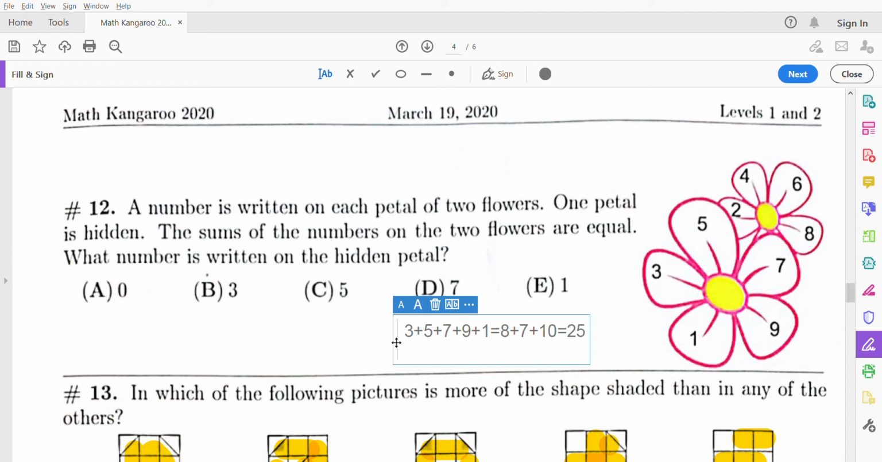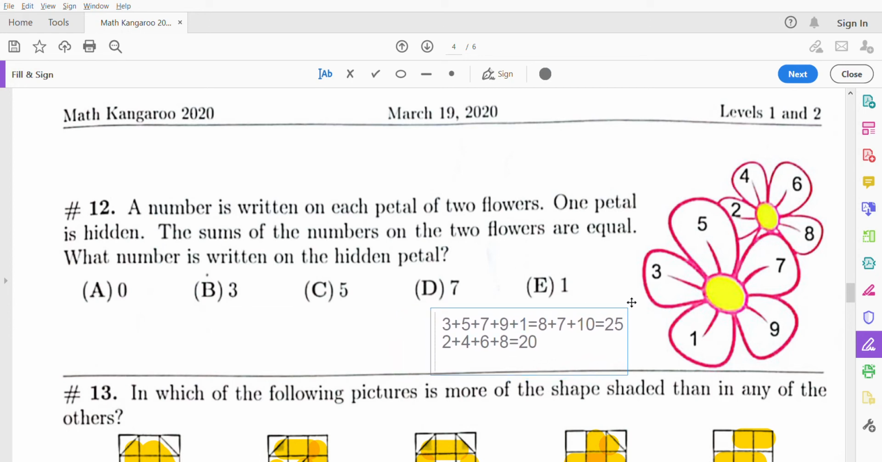Now, if we look at the numbers that the second flower has at the moment, we see 2 plus 4 plus 6 plus 8, and this is equal to 20. And now, since at the moment the big flower has 25 and the smaller one has 20, we have to subtract, and we get that the hidden petal is equal to 5.